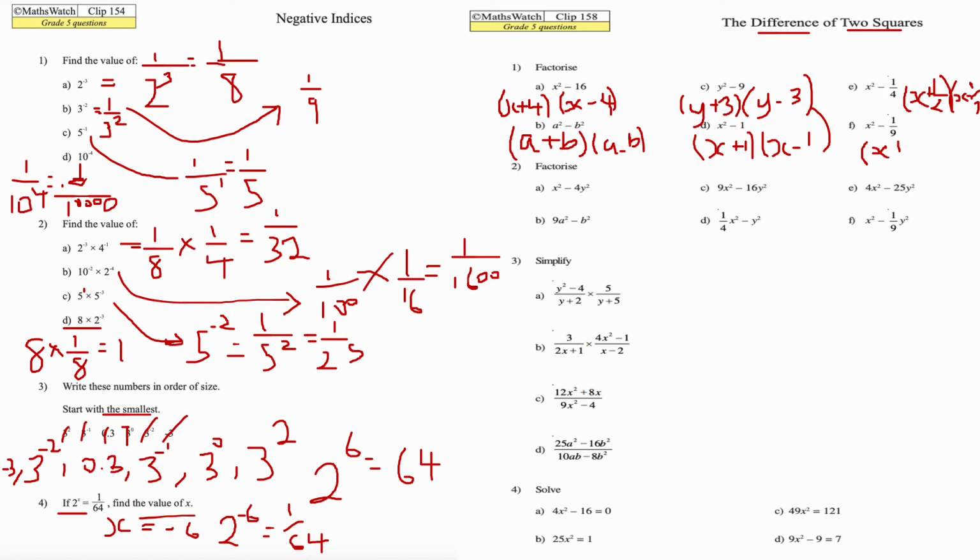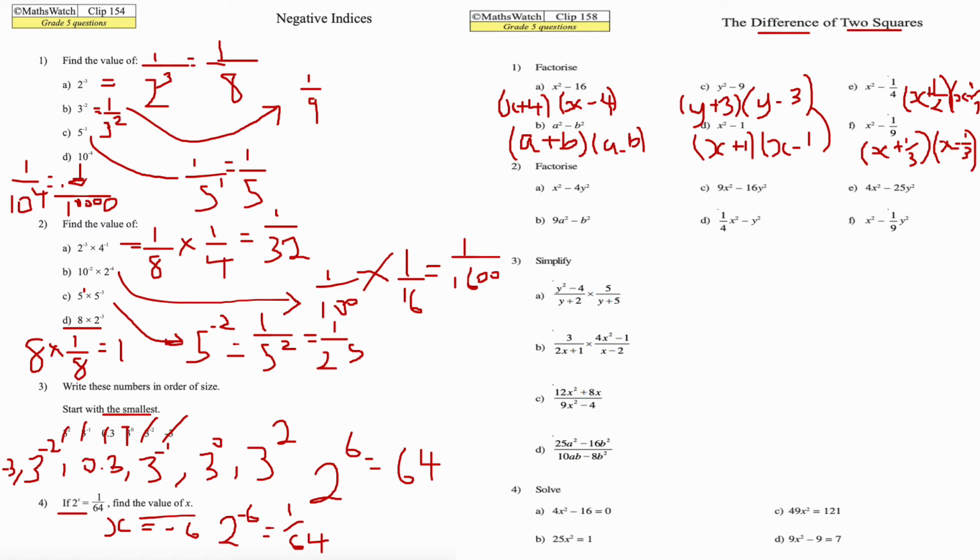Okay. So it's unlikely that they will throw in fraction ones, but fraction ones could be used on the higher tier. So make sure that you're happy with that, okay? Because it's just the square root of the same number, but it's a fraction. So x plus a third times x minus a third.